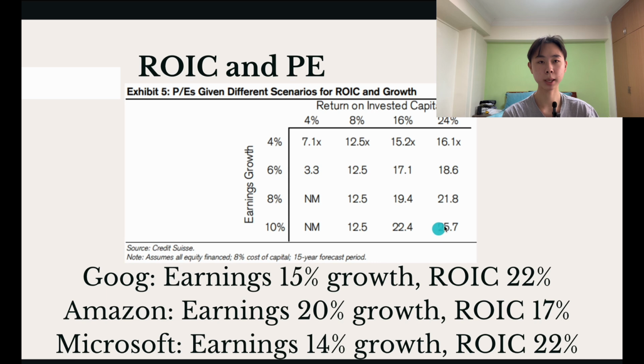Don't be disillusioned by the fact that they have a higher multiple as compared to all your different other S&P 500 companies, because they are much higher quality. They have much higher ROIC as compared to your other companies. If you're interested in this one, you can look up Terry Smith. He talks about ROIC a lot.